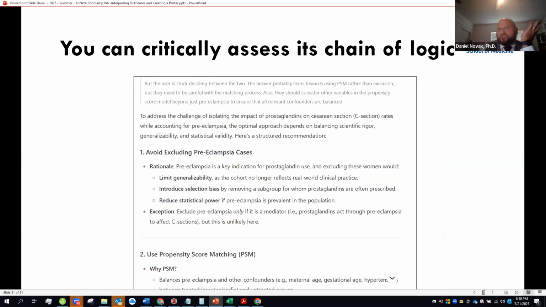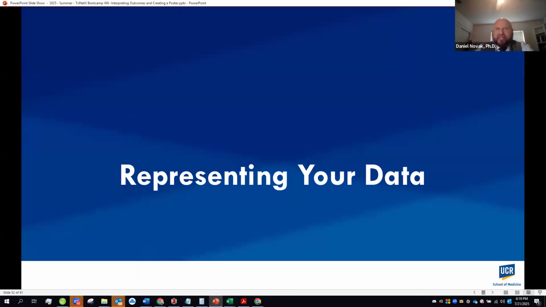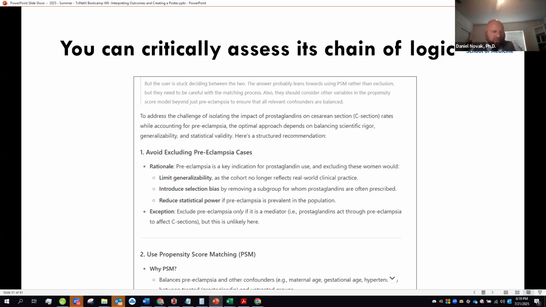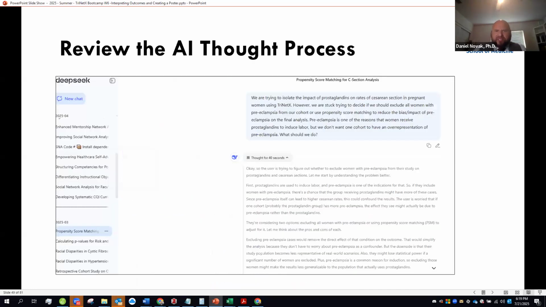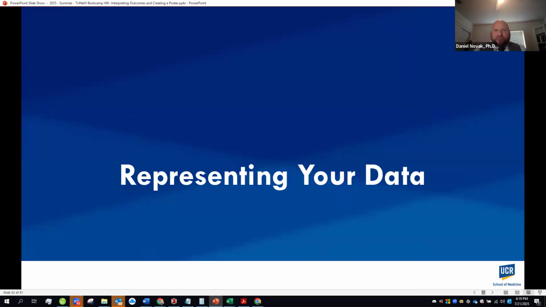What's nice about this is you can critically assess its chain of logic in a way that's very difficult to do with ChatGPT, where it's very hard to know how it arrived at that decision or that summary. DeepSeek does a very nice job of clarifying that for you and then summarizing it down into a set of directions for your decision. So that's DeepSeek. I recommend playing with it and giving it a try. I think you'll see that it has a very valuable function in your toolkit.